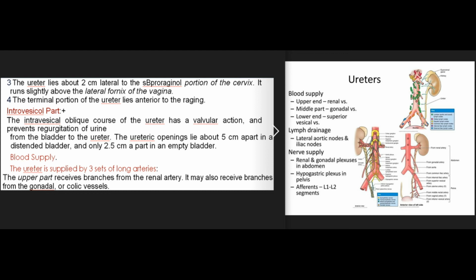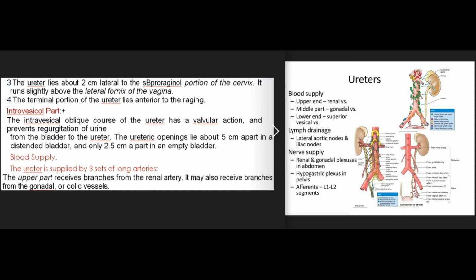The intravesical oblique course of the ureter has a valvular action, and prevents regurgitation of urine from the bladder to the ureter. The ureteric openings lie about 5 cm apart in a distended bladder, and only 2.5 cm apart in an empty bladder.